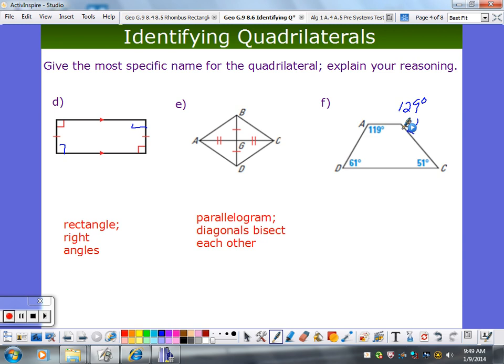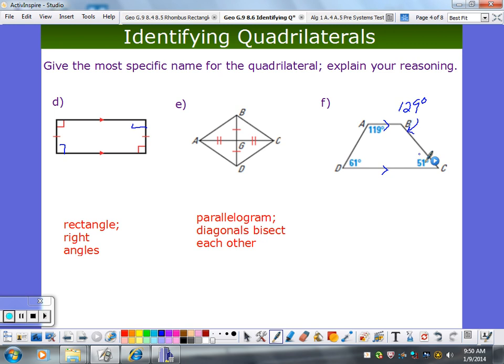Okay. How does that help me? Can I figure out if I have any parallel lines? Well, what do I know about consecutive interior angles and parallel lines? They add up to 180. Now, this way they don't add up to 180. These are definitely not parallel lines. What about this way? 129 plus 51 is 180. So what do I know about these two?